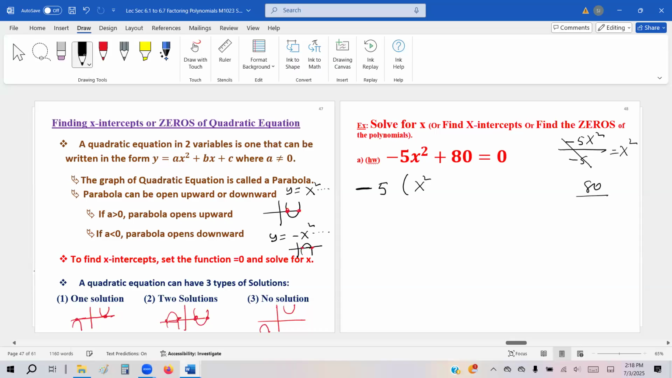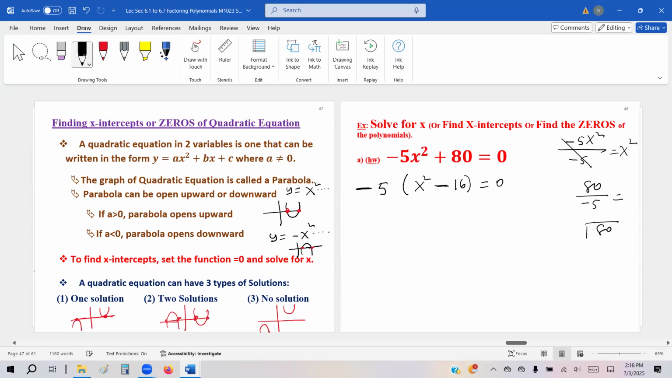And then we have 80. We factored out negative 5. That means we're dividing by negative 5. So the answer has to be negative. 5 goes into 80 how many times? 16. If you don't know, I can do it manually.